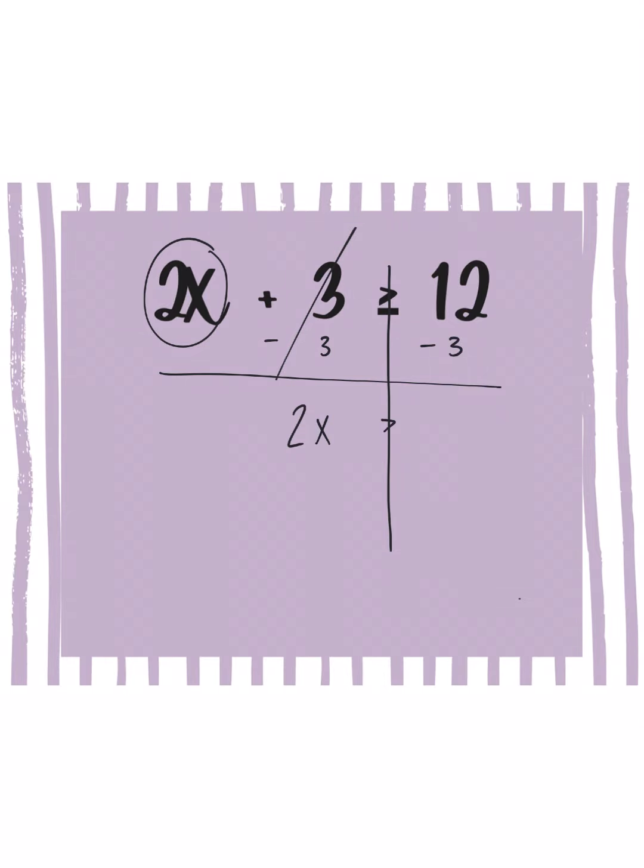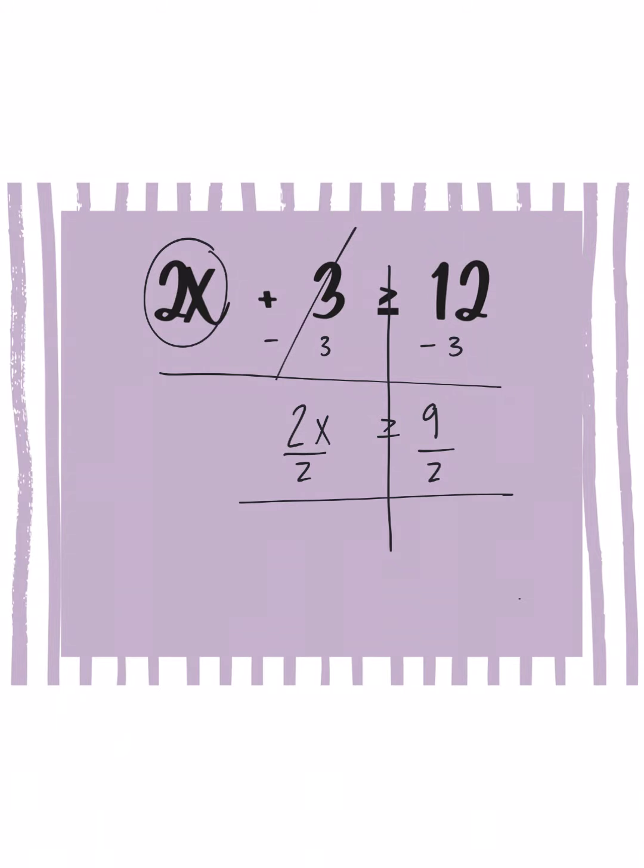When I bring it down this time, I have to bring down a 2x, and then again, 12 minus 3 gives me 9. Now this time, I have to think about how to get from 2x to just x. Now 2x means 2 times x, they're being multiplied, and the opposite operation would be to divide. And whatever I do on the left side, I'll do to the right side.